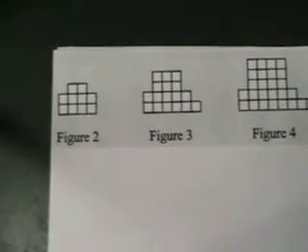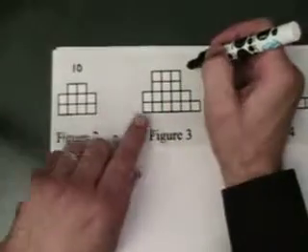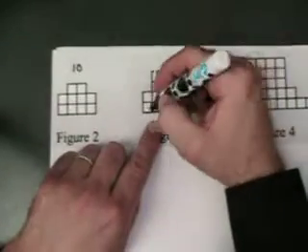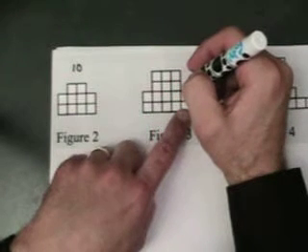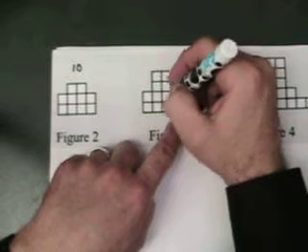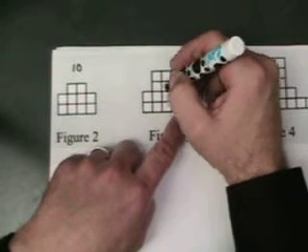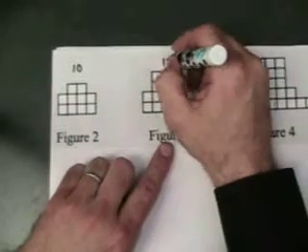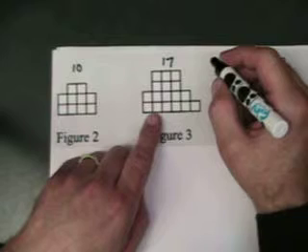So I'm going to look and see how many tiles are in this. 8. There are 10 tiles in figure 2. There are 1, 2, 3. There's 17 in that one. Let's see if that's right. 3 by 4 is 12.